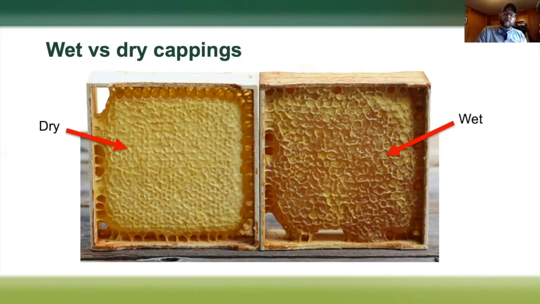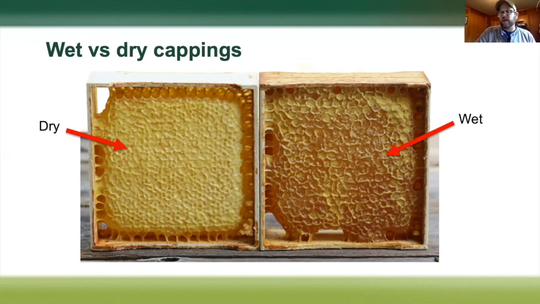All right, so neither situation between these two styles of cap is bad. What I'm looking at here is the whiteness. You can see that this one on the left, we call dry cappings. There's this whiteness color to it. This one on the right we call wet cappings, and there's this kind of golden color to it. Neither one of them is bad. This is something that genetically the bees are predisposed to do.